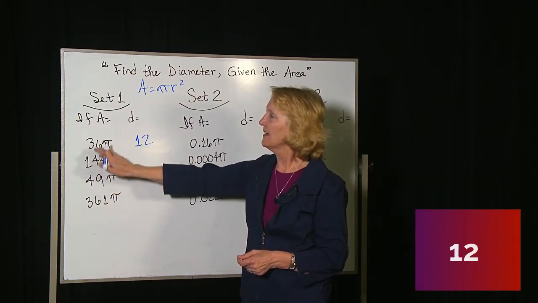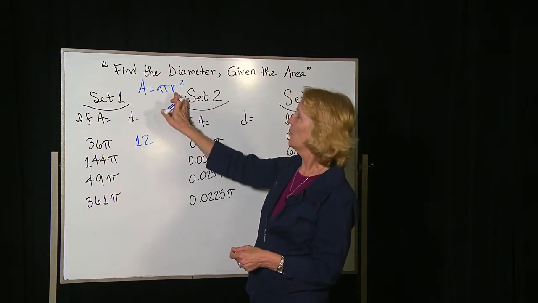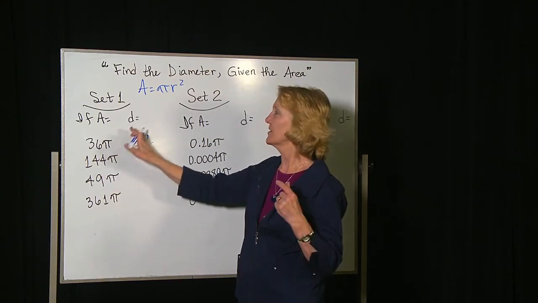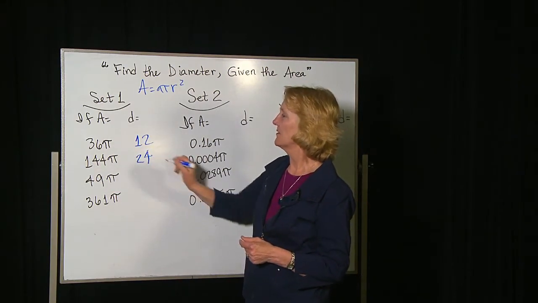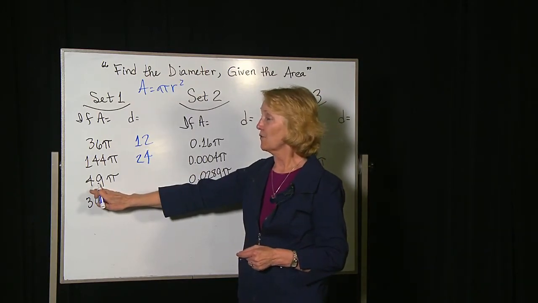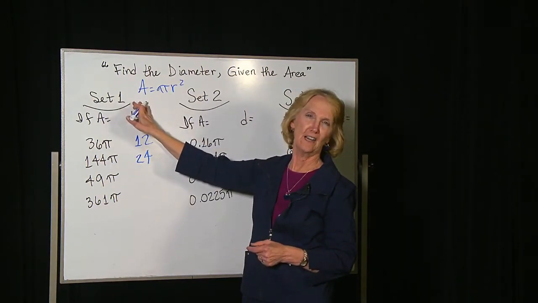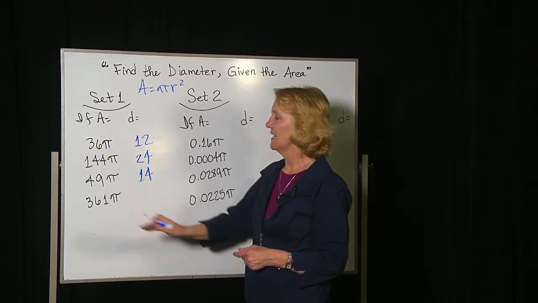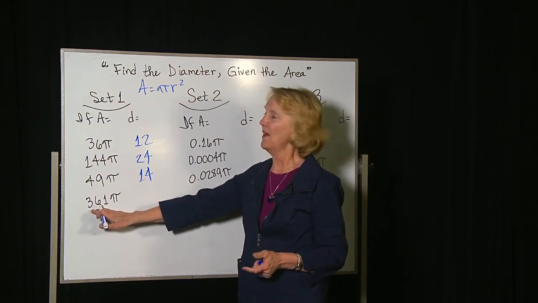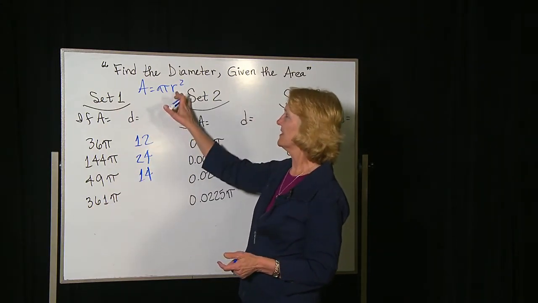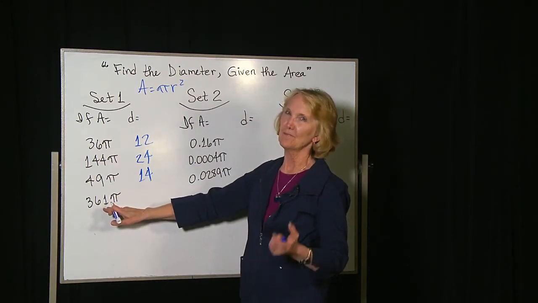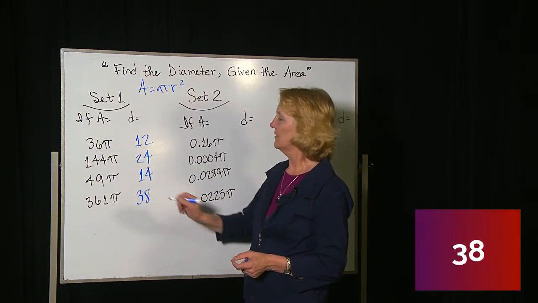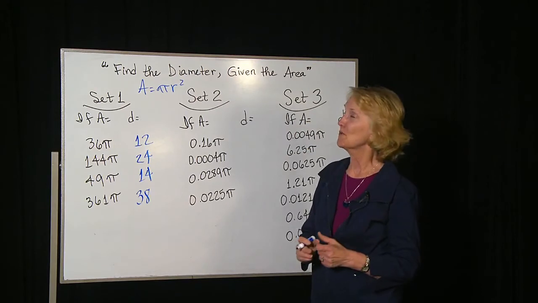If the area is 144 pi, what got squared to give you 144? 12. That's the radius. Question is, what's the diameter? So 12 times 2. If the area is 49 pi, what got squared to give you 49? 7. Double it. So the diameter is 14. If the area is 361 pi, what got squared to give you 361? 19. 19 is the radius. Question is, what's the diameter? 19 doubled is 38. Okay, I hope you know your squares.